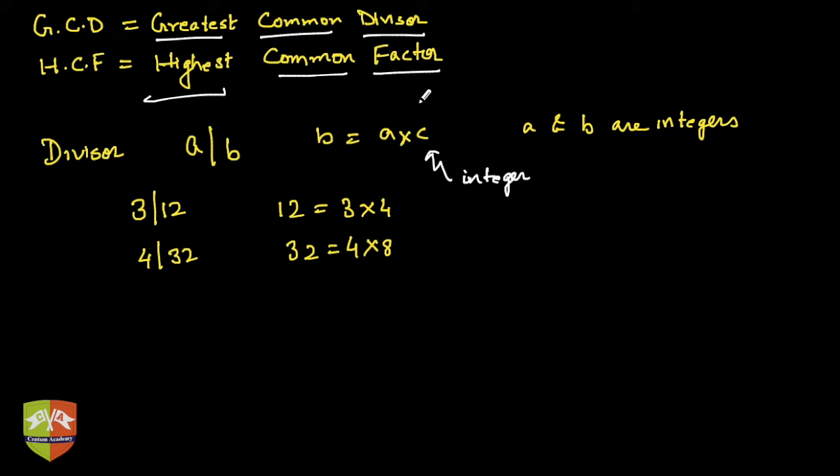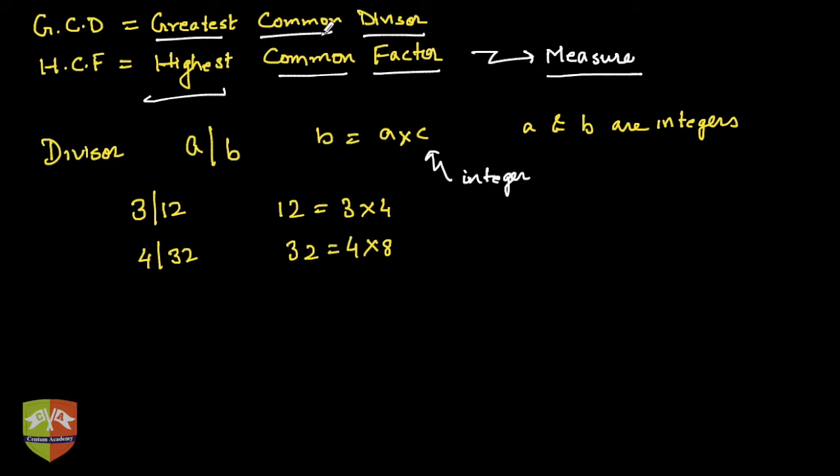So divisors are also called factors. In much literature, especially early ancient Greek literature, factors are also called measures. You will see these terminologies in mathematical literature: divisor, factor or measure. All these words mean the same. Okay, now let's understand common.